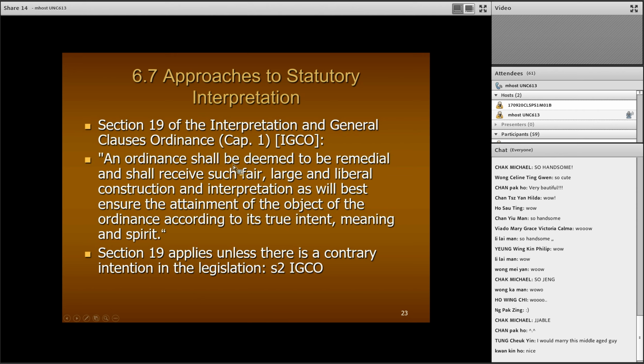Okay. So for this one, ordinance shall be deemed to be remedial. This one is very meaningful. Can you guess what's meant by remedial? Why we say remedial? 補救性. Why we say ordinance is remedial? Do you know the reason? The reason is it is remedying the defect of common law. Please note that most of the ordinances are going to cover the defect of common law. Okay, because at the very beginning, we only have common law.